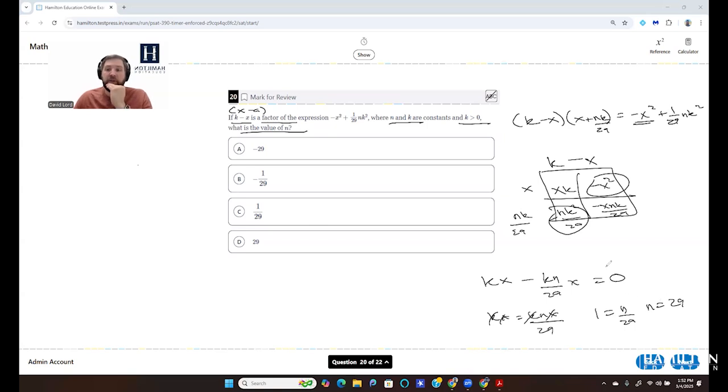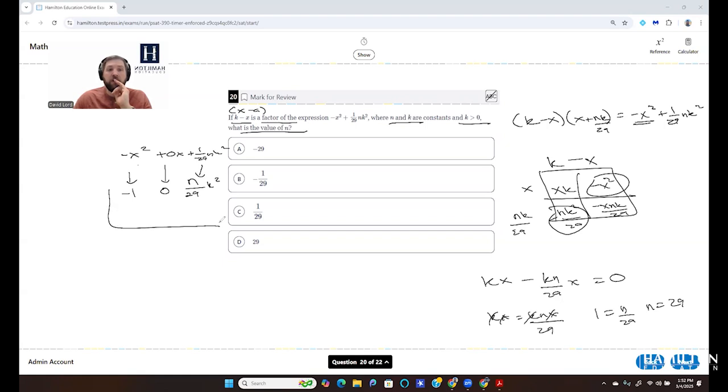Okay, that's one way of doing it, but it's a little tricky. What about synthetic division? For synthetic division, we take the polynomial and we take the coefficients of it. So currently, since it's negative x squared, 0x, and then plus (n over 29)k squared, we're going to write negative 1, 0, and then n over 29 k squared.